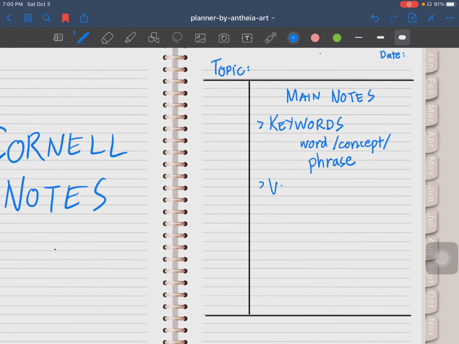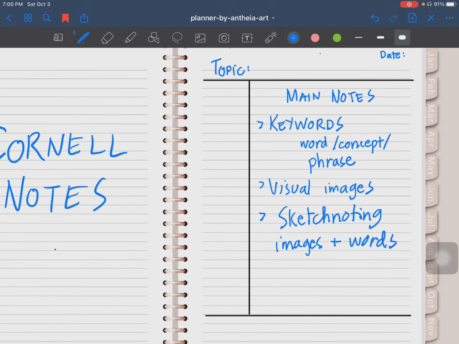You can also have some visual images here to further help you in having the knowledge. And you can also have what they call sketchnoting, which is a combination of images and words.